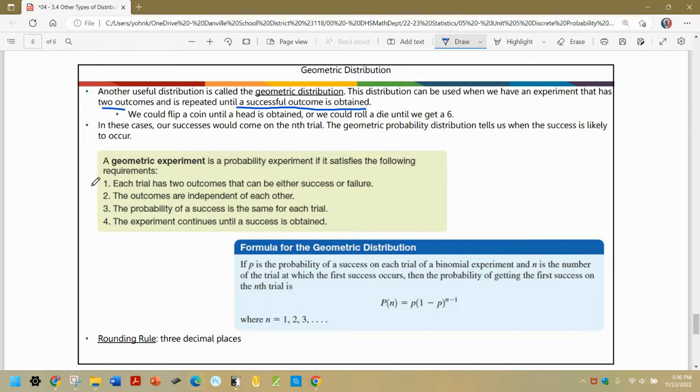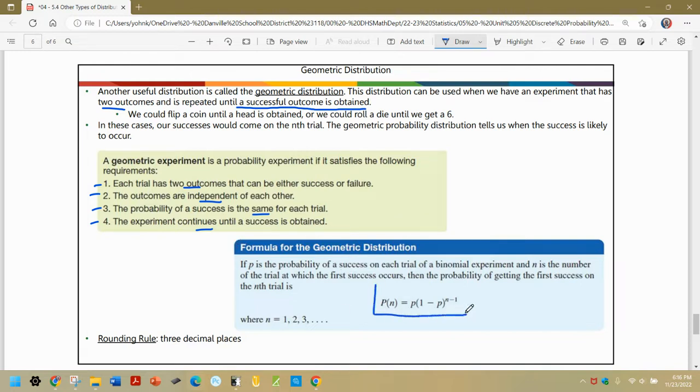So, 4 requirements. Each trial has 2 outcomes that can either be a success or a failure. The outcomes are independent of each other. The third one, the probability of a success is the same for each trial. And number 4, the experiment continues until a success is obtained.